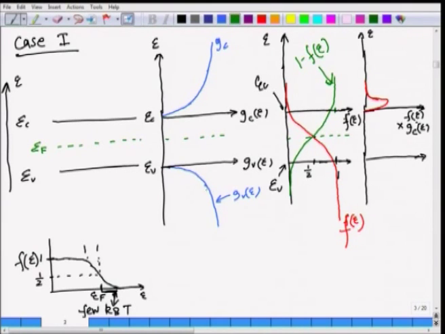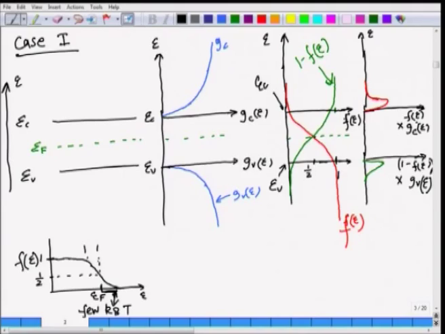So, I multiply this blue curve with the green curve. Notice that for all values of energy greater than E v, this blue line is 0, and for all values less than E v, going in this direction, this function falls off very quickly. So, this curve will also look very much like this. And what have I plotted here? Let me label this also. On this scale I am plotting 1 minus f of e multiplied by g v of e.